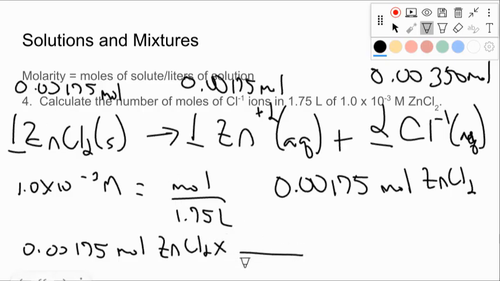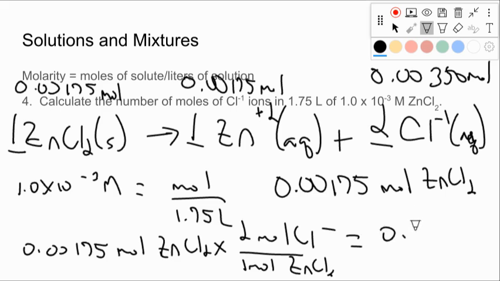Again, I'm going to do 1 mole to 2 moles of chlorine. So every 1 mole of ZnCl2 in this equation, I'm going to produce 2 moles of chlorine ion. And that would also give me 0.00350. AP would accept either way if you use the equation and showed the relationship, or if you worked it out in a stoichiometry method.